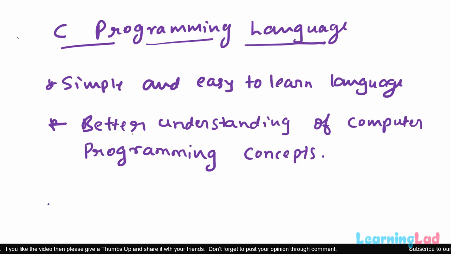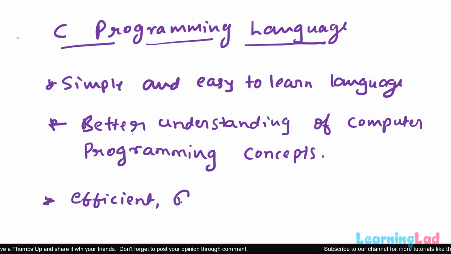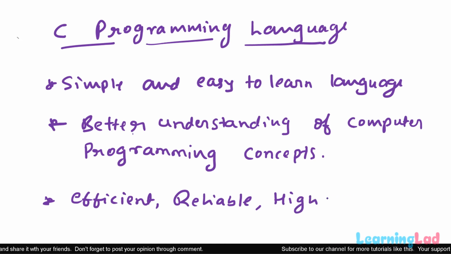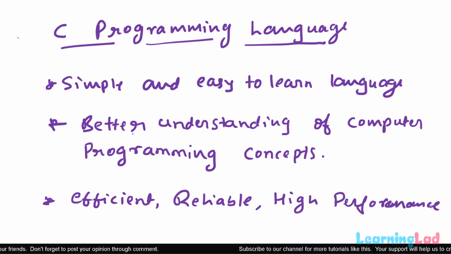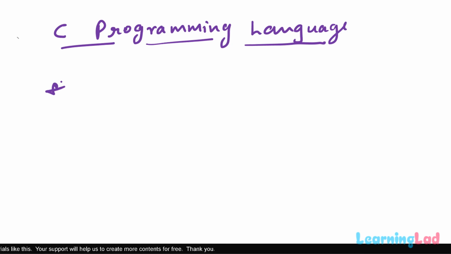Now, another thing is, once you start writing programs in any programming language, the program that you write using that language should be efficient and reliable, and it should also provide high performance. So if you talk about execution speed, then code written in the C programming language can run much faster than many of the other programming languages. And also this C programming language is widely used when very few resources are available, for example in embedded devices.